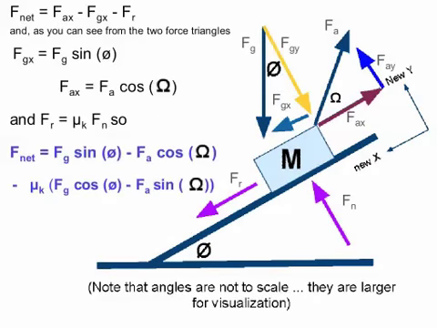We now do some similar calculations for our net force equation. In this case we see that the x component of the gravity force is equal to F sub g times the sine of theta. The x component of the applied force is equal to F sub a times the cosine of omega. And we know that our friction force is equal to mu sub k times the normal force we determined on the previous slide.